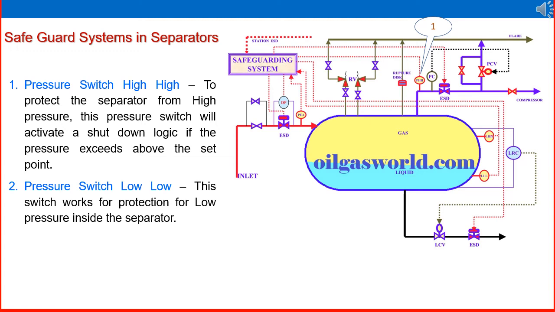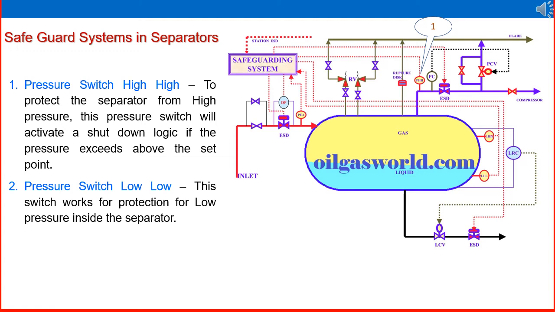If the pressure crosses 170 psi or above, or just 170 psi, the safeguarding pressure switch high will activate and that signal will go to the safeguarding system. The result will be that the inlet SDV will trip, so the separator will be in a safe condition. Immediately, another ESD valve is there in the gas outlet line, just after the pressure switch high.